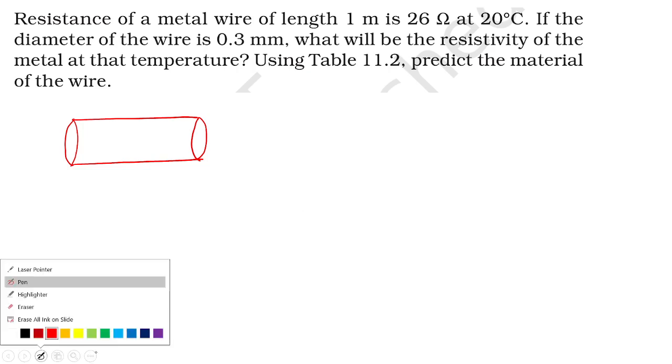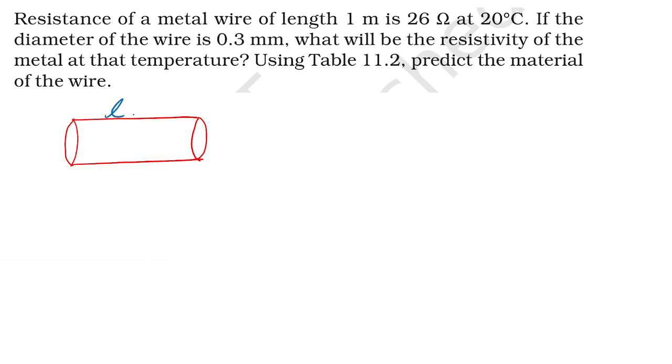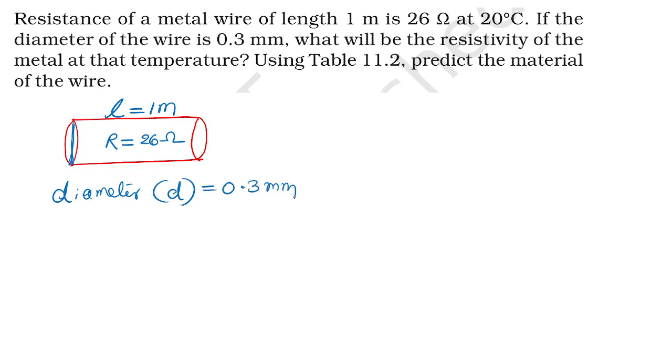So its length is given in the question. What is the length of the wire? L. Correct? The length of the wire is 1 meter. The resistance of the wire is 26 ohm. Any other thing given? The diameter of the base. Area is not given, but the diameter. Let me denote the diameter by D. D is given as 0.3 mm. There is a lot of calculation involved in this question.